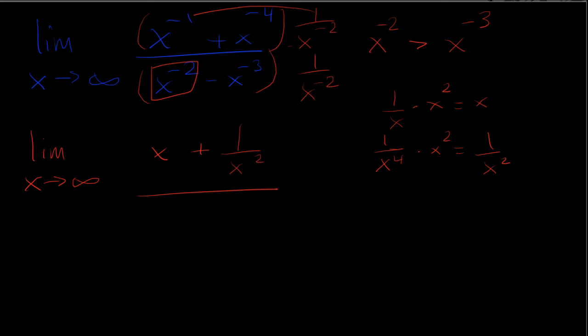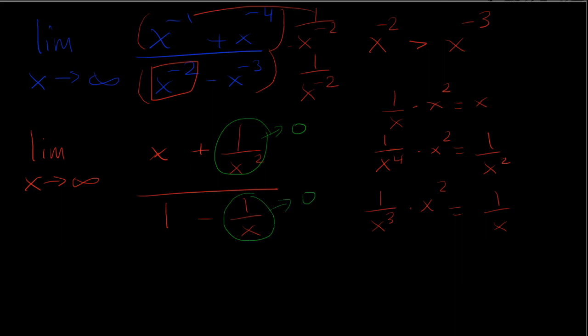x to the negative second times 1 over x to the negative second: well, those cancel. We're going to be left with 1. And x to the negative third is 1 over x cubed times x squared, and that's just 1 over x. Okay, here we notice that 1 over x squared goes to 0. 1 over x also goes to 0. So we're left with the limit as x approaches infinity of x. And we know the limit there is infinity.